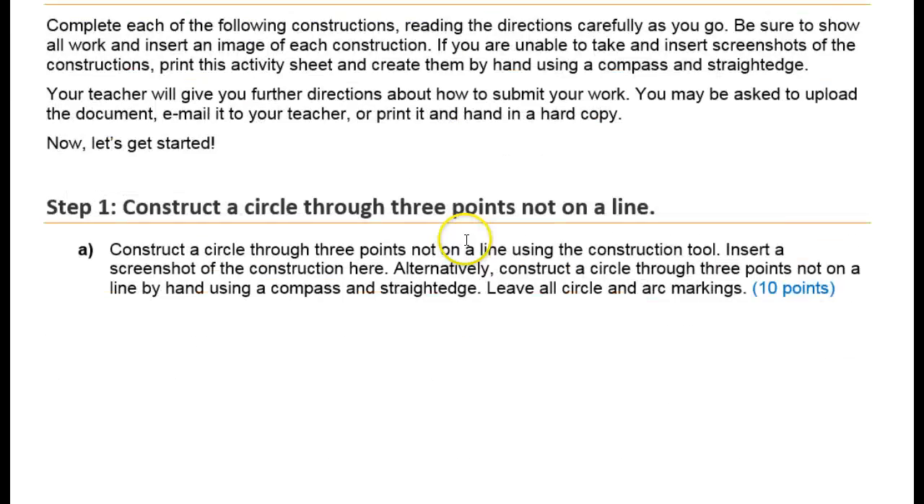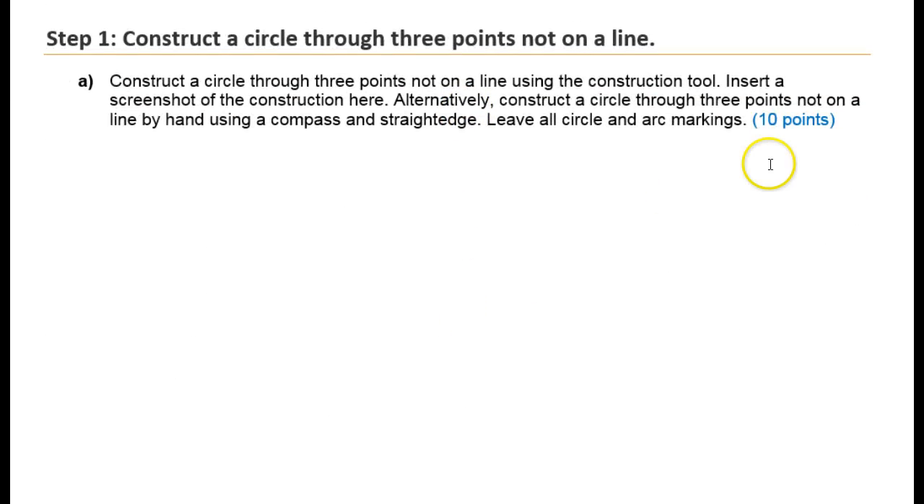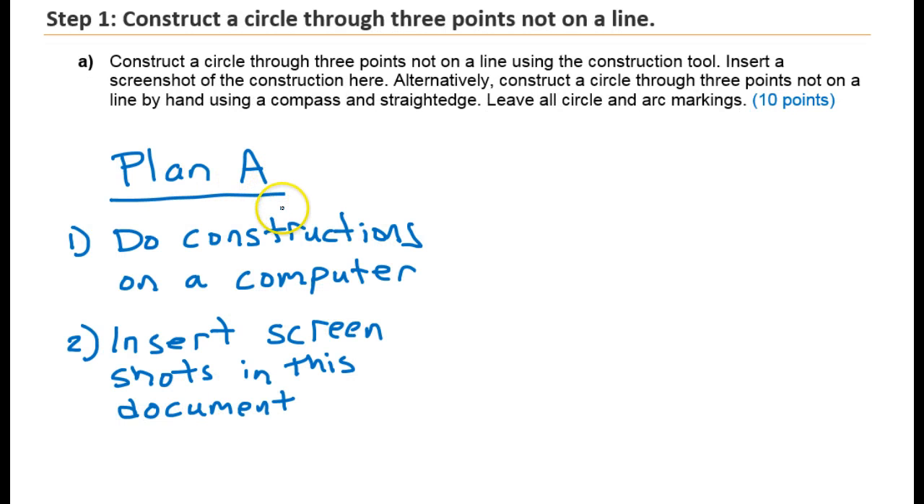Alright, this is the part where you're supposed to do these 6 constructions with a compass and a straight edge. Now, there are two ways that you're allowed to do this. You have a choice. Plan A. Plan A is you could do the constructions on a computer and insert screenshots into this document. Alright, that would be ideal. Notice you have to have a computer. Alright, there's no way for you to do this strictly on your phone.